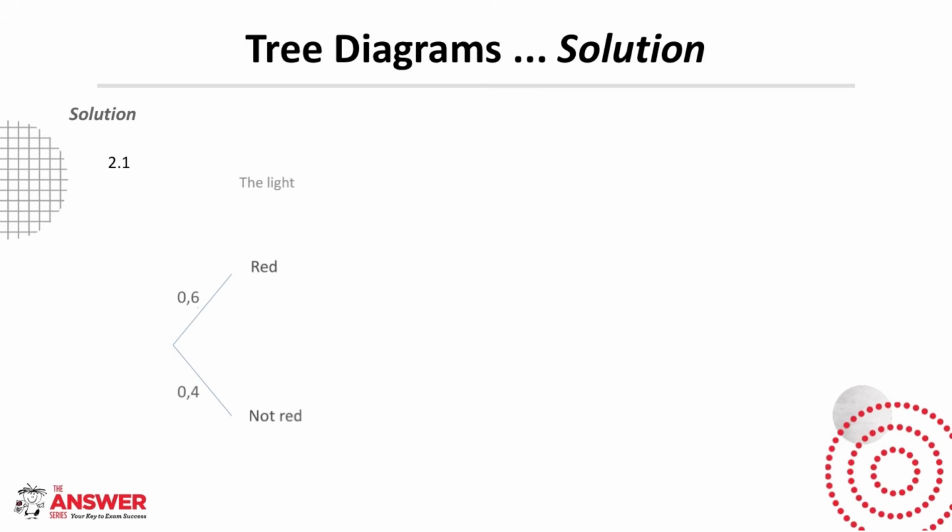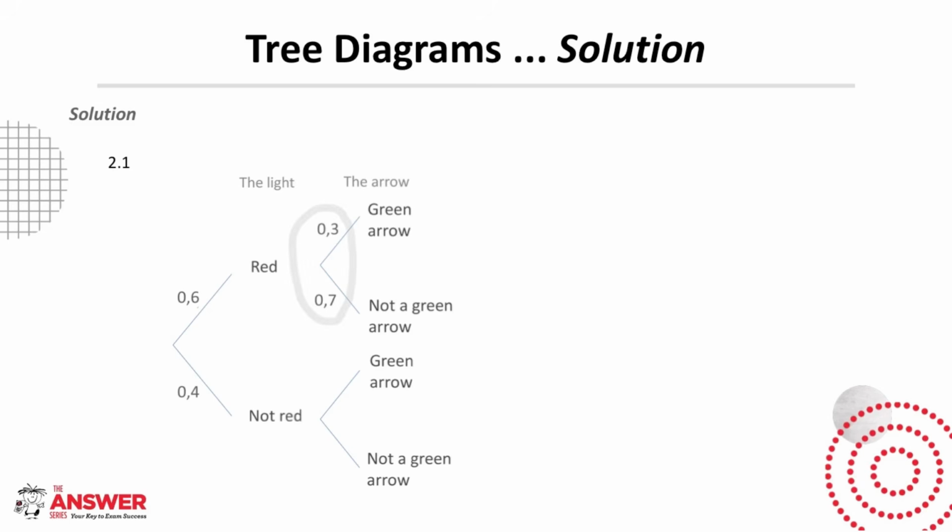Next, we place our options for a green arrow or not a green arrow. Here we're told that they have a 0.7 chance of not getting a green arrow if the light is red, and if the probability here is 0.7, then this must be 0.3 because these together must equal 1. We're also told that if the light is not red, they have a 0.8 chance of getting a green arrow, which means this is 0.8 along here, and this here will then be 0.2.